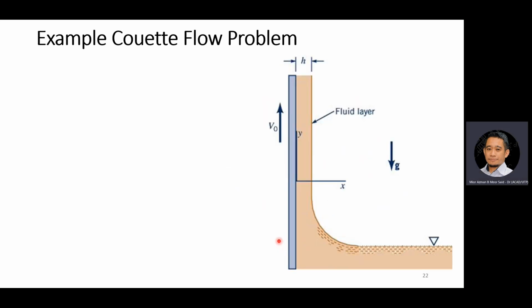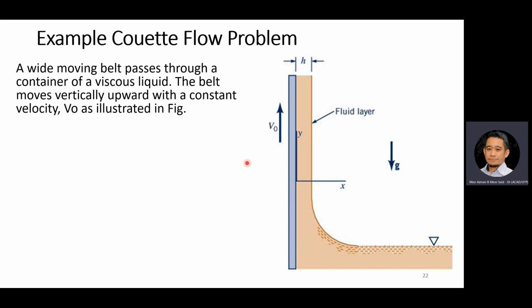Okay, so now we'll take a look at an example of a fluid flow problem. Here we have a wide moving belt that passes through a container of viscous liquid. The belt moves in a vertical direction and passes through a container of viscous liquid, and here's the liquid. The belt moves vertically upward with a constant velocity V naught, as illustrated in the figure. The V naught goes up. So you have a thin film that follows along the belt here.